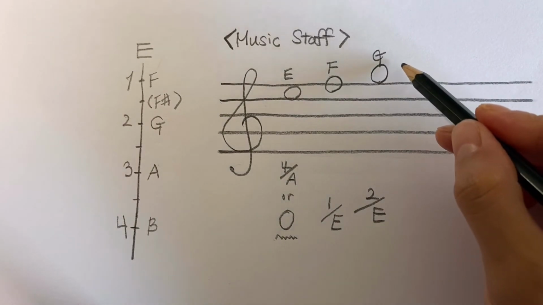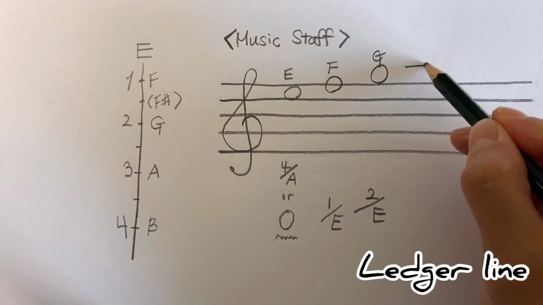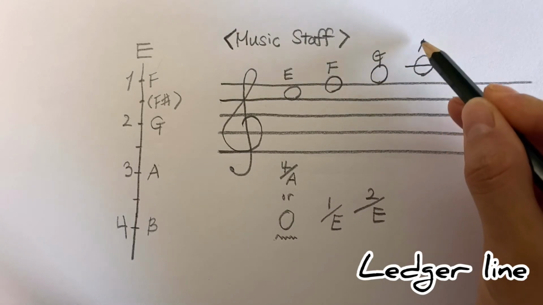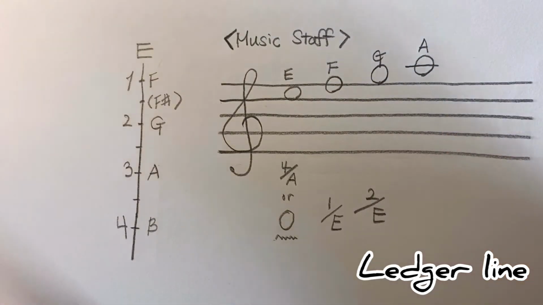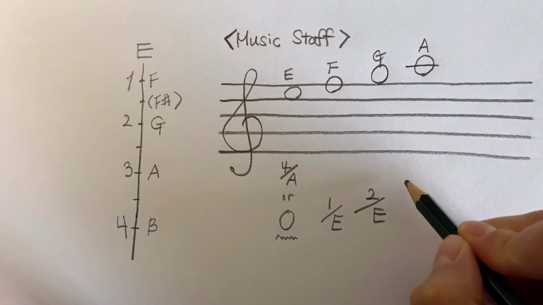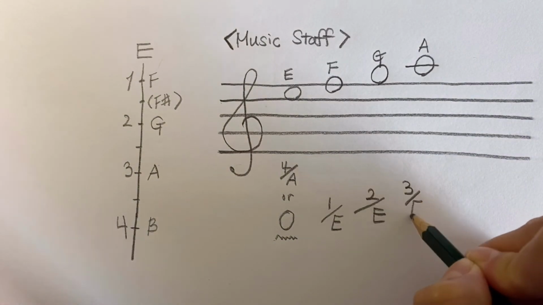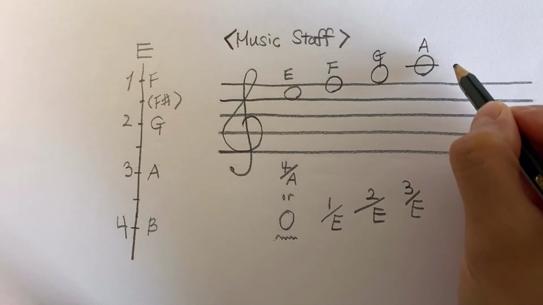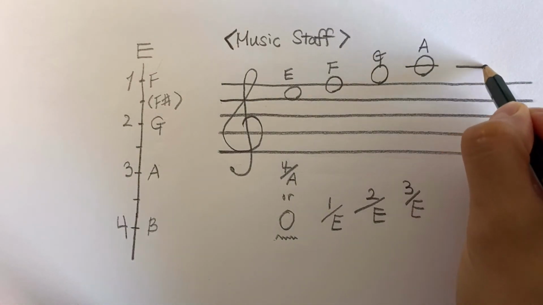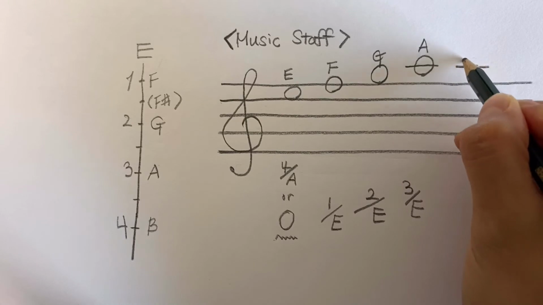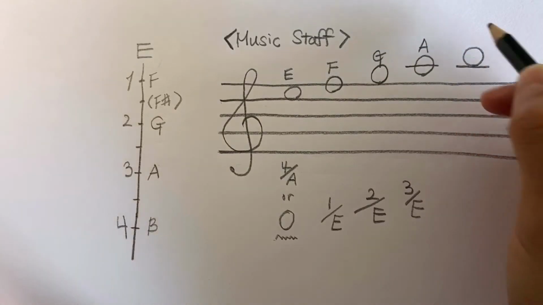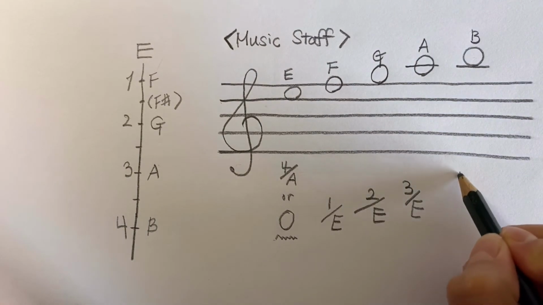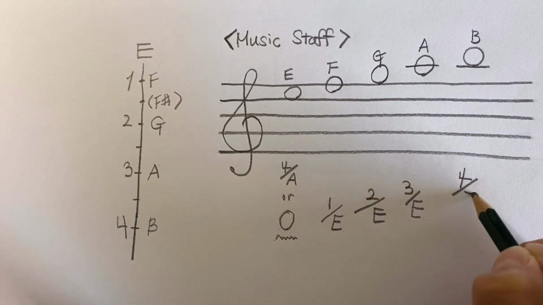Next notes need a ledger line. Do you remember this short line called a ledger line? So you can draw A on the music staff and you can play it with the third finger on the E string. The last is B. B is right above the ledger line. And you can play B with the pinky on the E string.